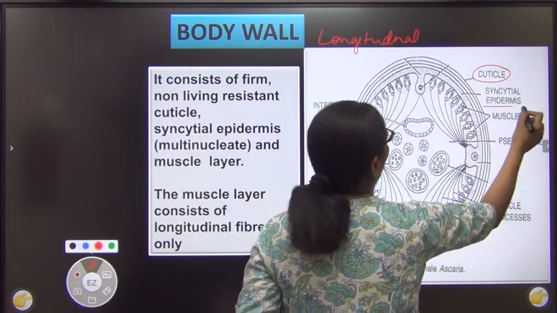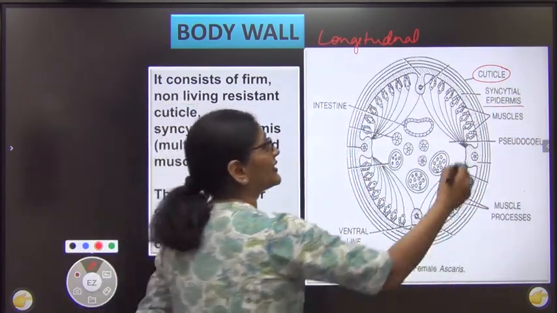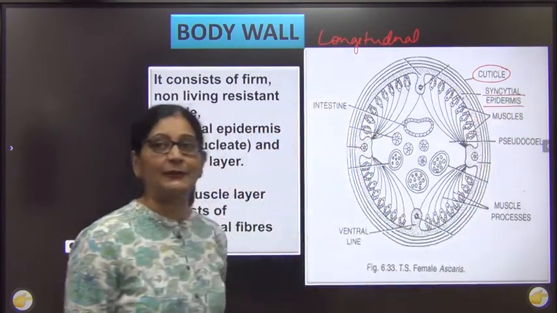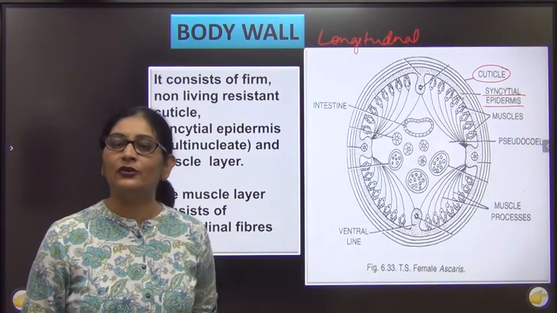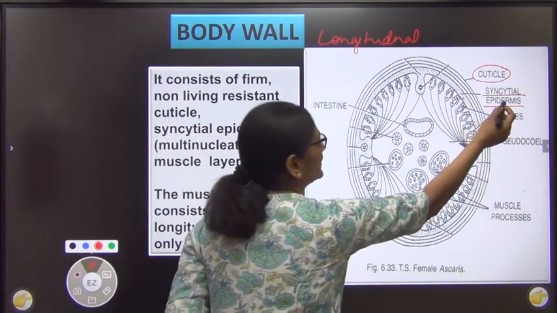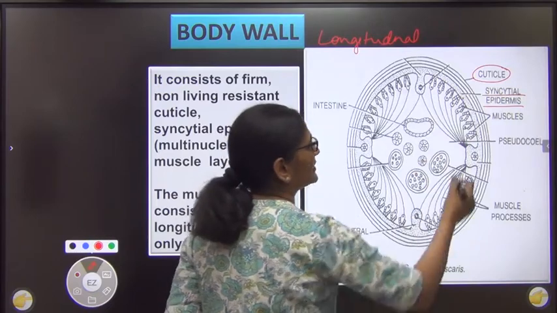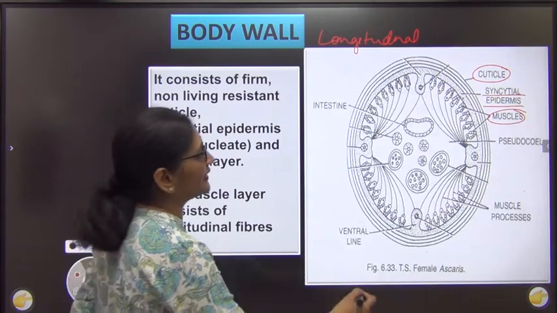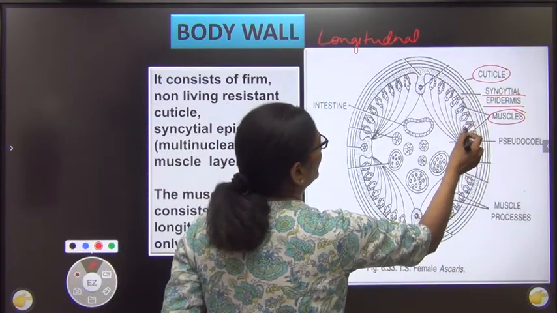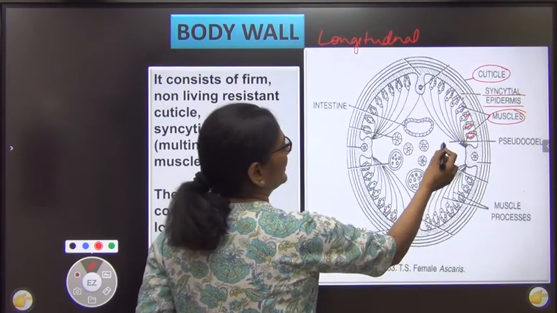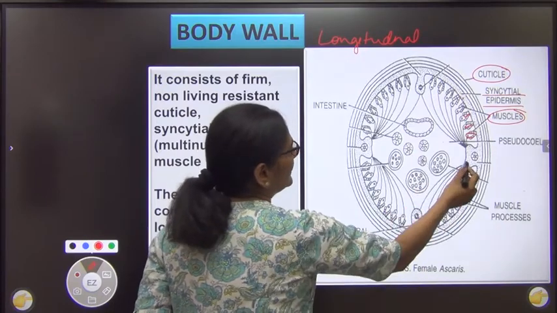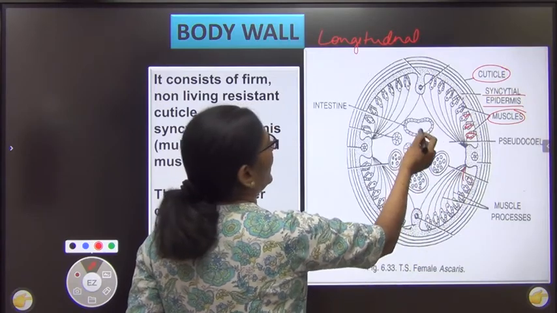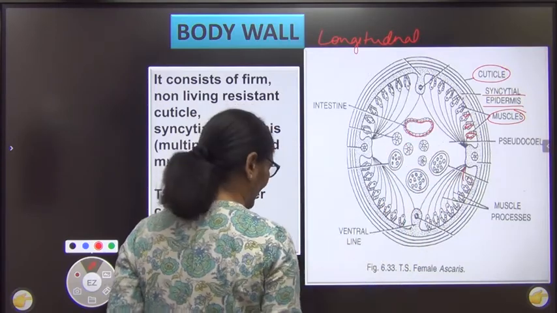Just below that you have the epidermis, and it is written that it is syncytial epidermis. That means the epidermis is multinucleated. I have told you before, syncytial means multinucleated. After that, this is the ectoderm, which is forming the epidermis. Then this is the mesoderm, which is forming the muscles. And the muscles here are only longitudinal muscles. Then you see the pseudocoelom, and in the center, this is the gut or the intestine.